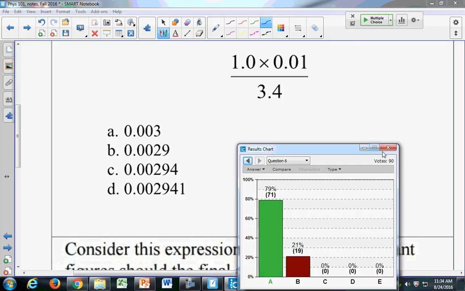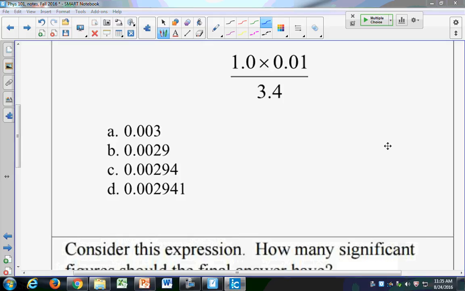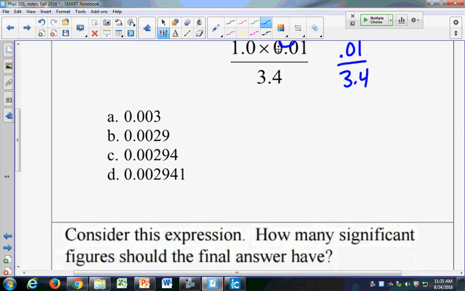A is the right answer. Notice, I have 2 sig figs here. And how many sig figs with 0.01? 1. So that's my limiting factor. It's going to be 0.01 divided by 3.4. I have 1 sig fig in the numerator, 2 in the denominator, so the final answer will be A. I don't know it as well as these answers lead you on to believe. The right answer is A. Let's try another one.